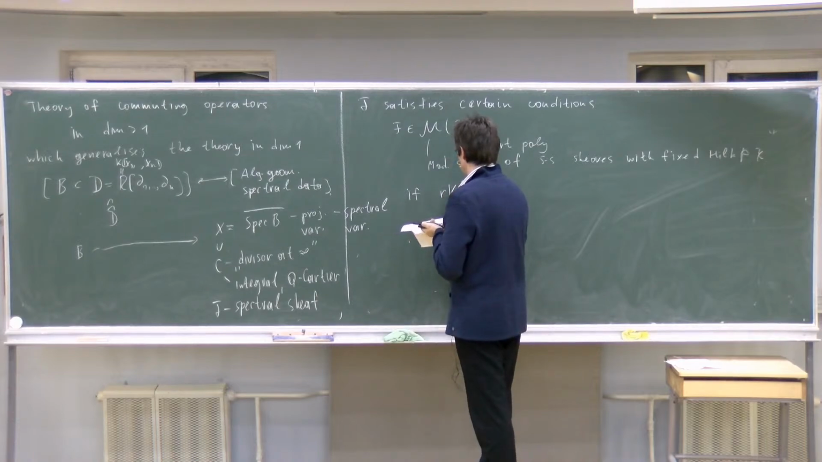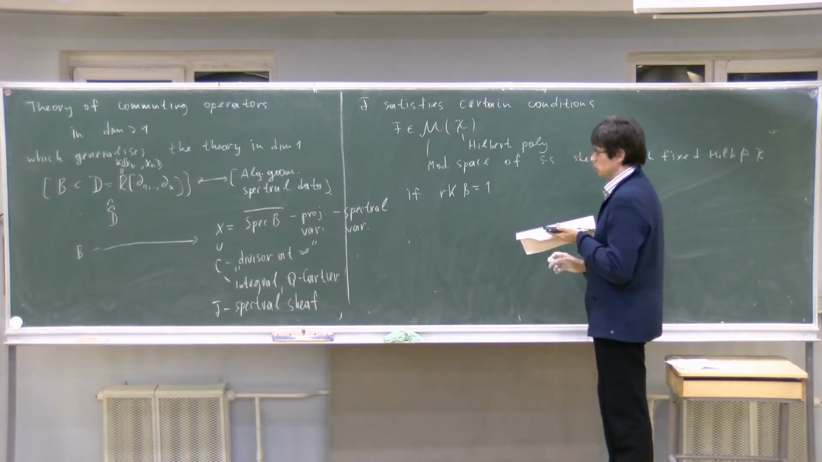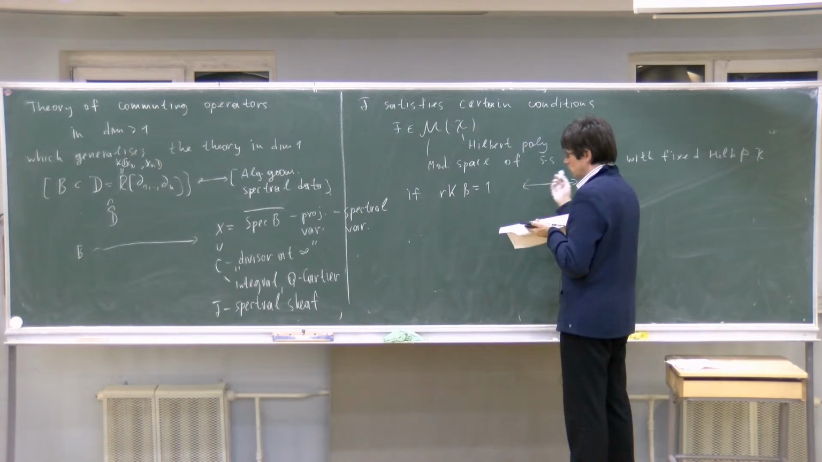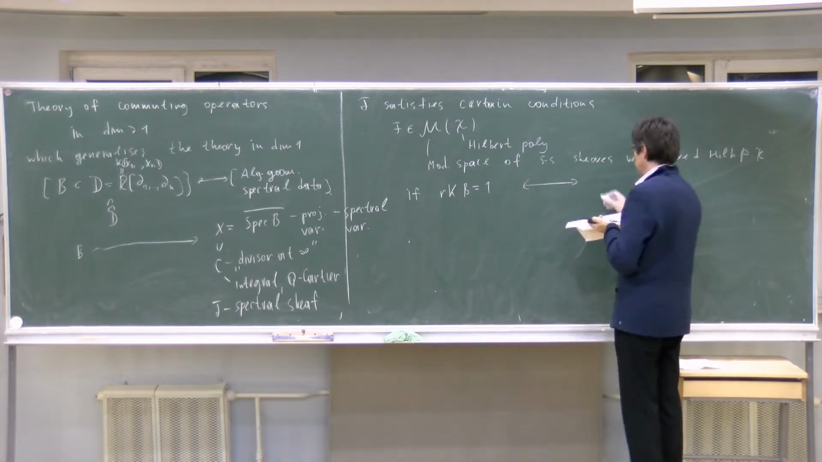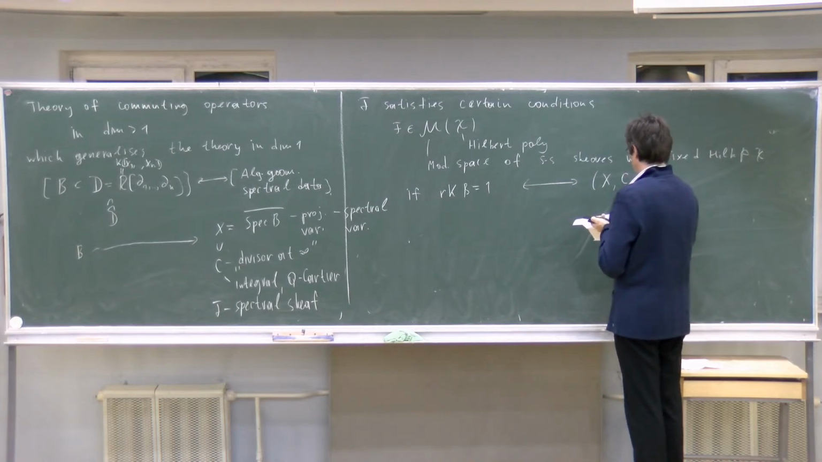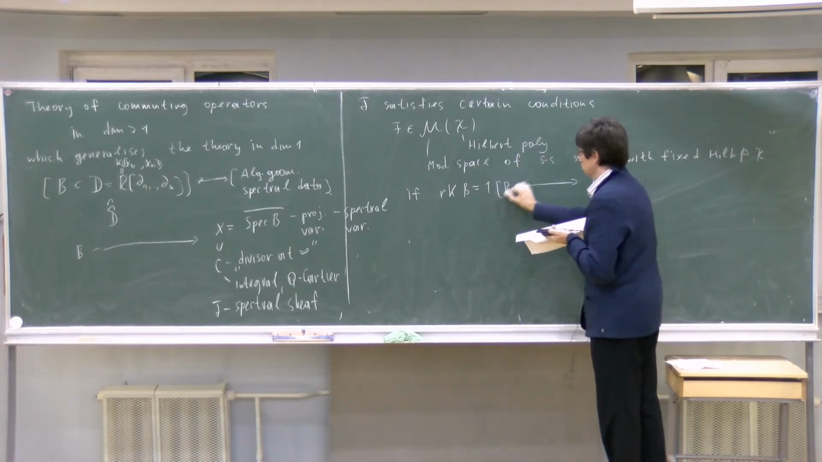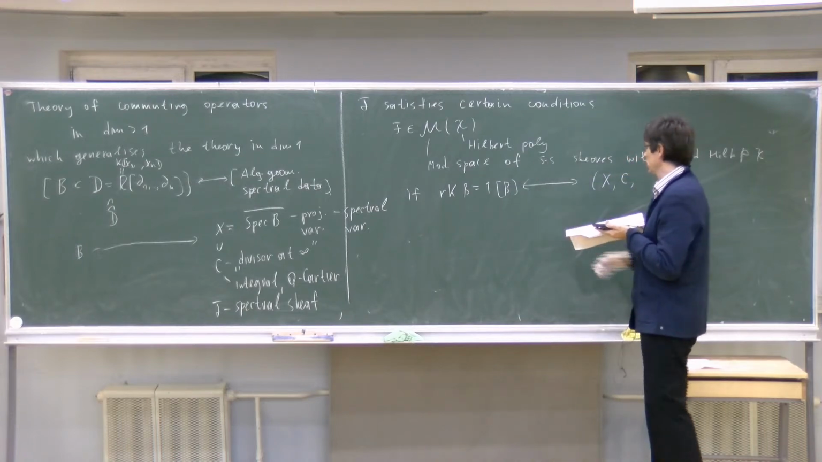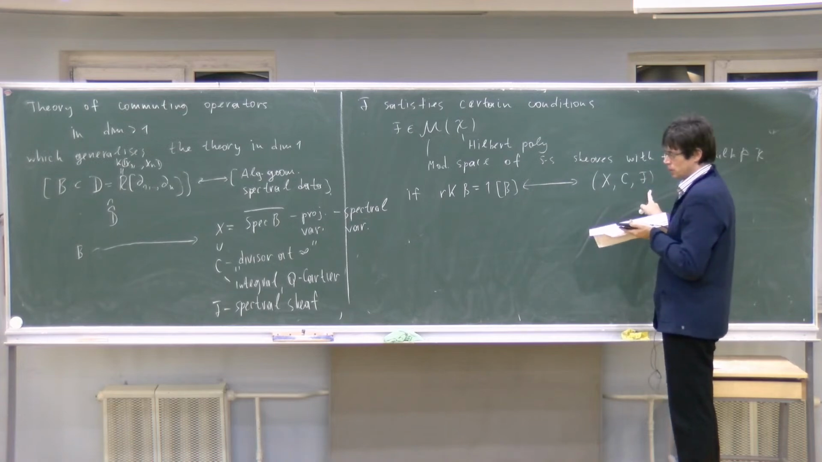Now, if the rank of B is equal to 1, then at least in dimension 2, this is established, there is a one-to-one correspondence between these rings, or some classes of equivalence. Our equivalence is up to a certain conjugation. And algebraic geometric data consisting of these three objects.